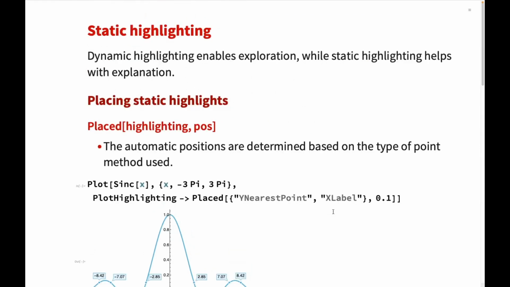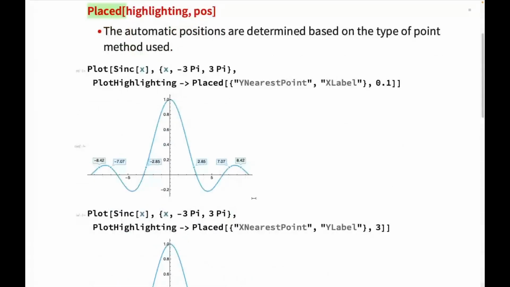Okay. Now you know dynamic highlighting. I want to talk about static highlighting. So dynamic highlighting enables exploration, but static highlighting helps you with explanations. So when you are satisfied with your visualization, and you want to present it to your coworker or publish it, you want to use static highlighting. And how do you do that? It's very simple. You just add a Placed wrapper on top of the settings. For example, you add Placed on top of the highlighting mechanism that you want, and specify the location.